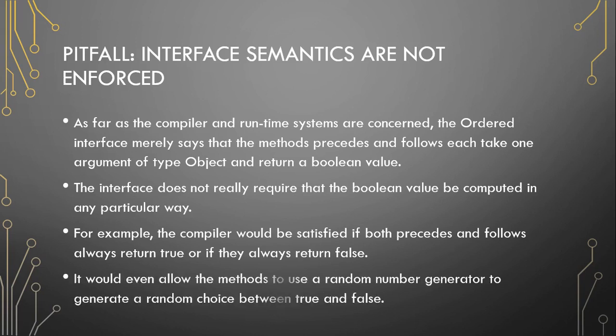It's happy. It would even allow the methods to use a random number generator, let's say, to generate a random choice between true and false. So it could just randomly pick true, and it could randomly pick false. The compiler is happy because it's meeting its conditions.